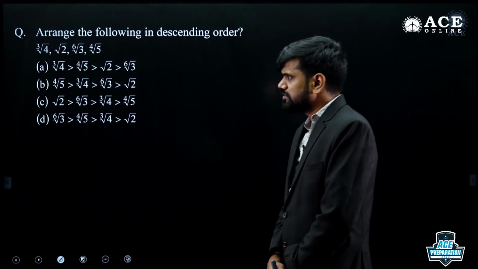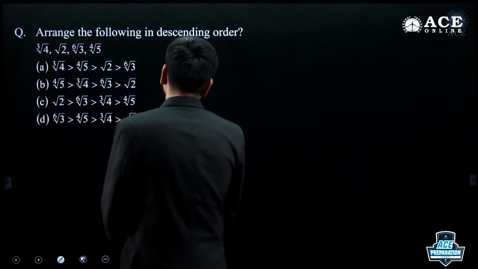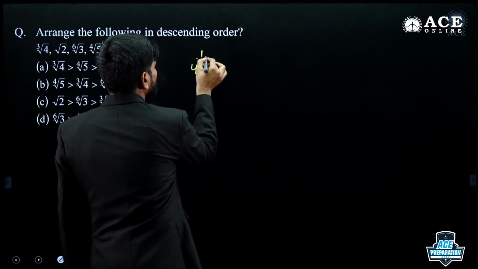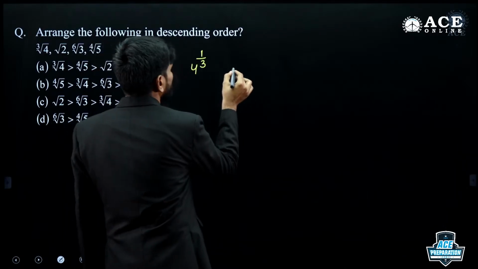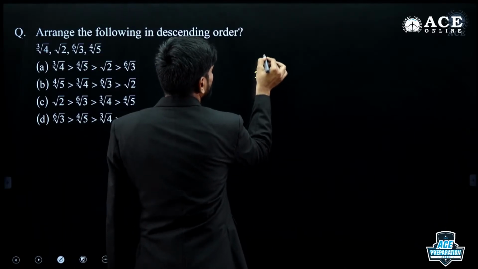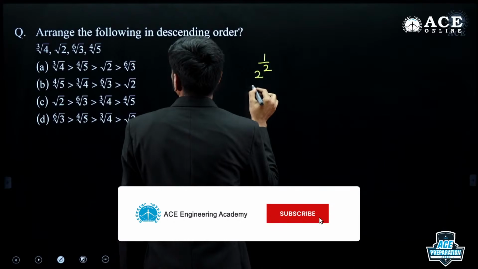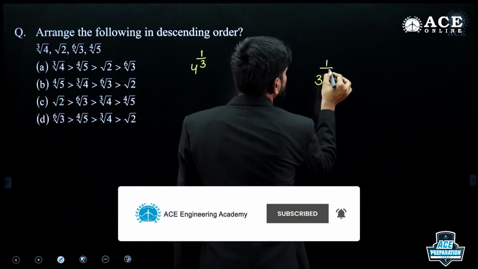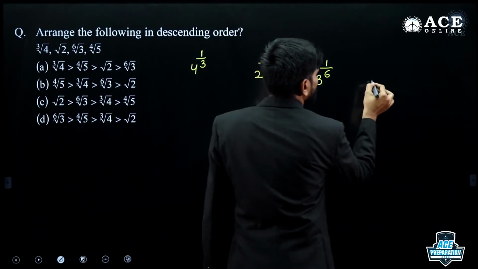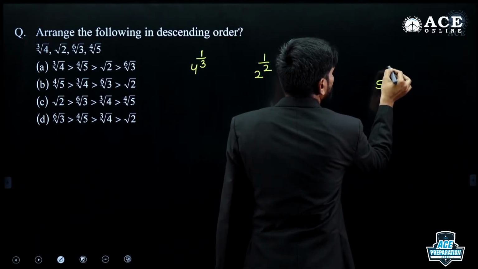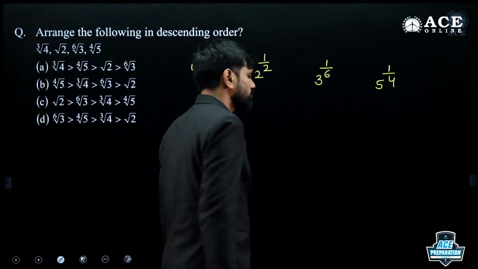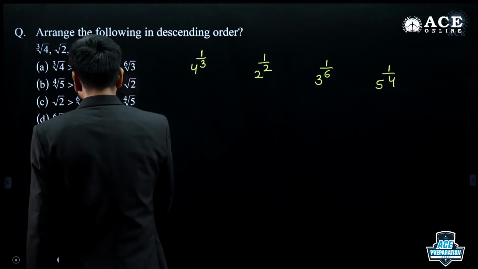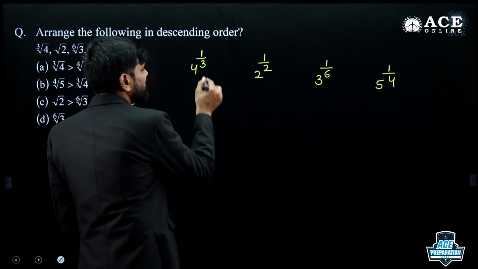Cube root of 4 can be written as 4 to the power of 1 by 3. Next, this is 2 to the power of 1 by 2. Next, 3 to the power of 1 by 6. Next, 5 to the power of 1 by 4. Right, dear? Let's go ahead with taking the LCM of the denominators in the powers.